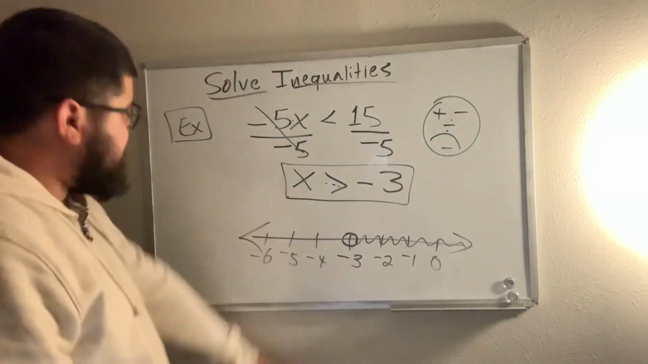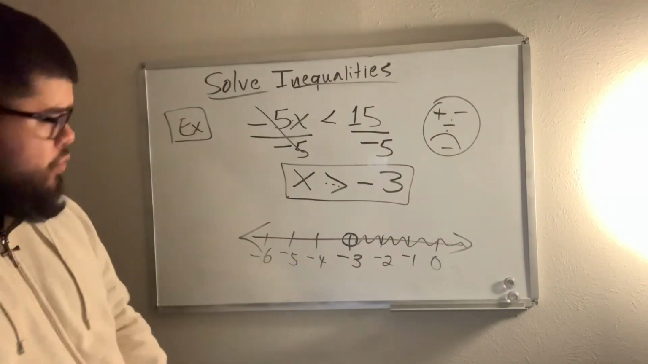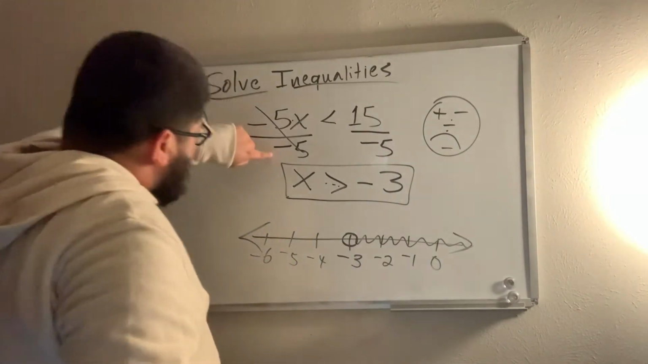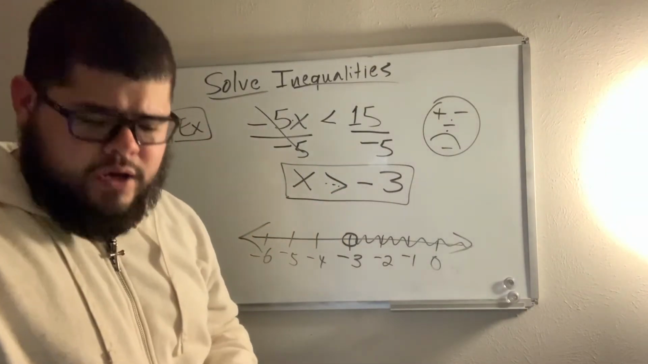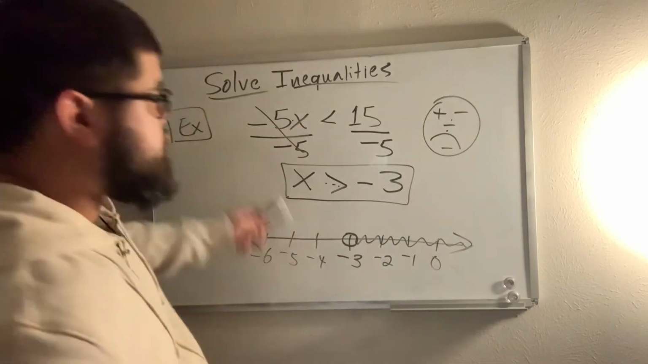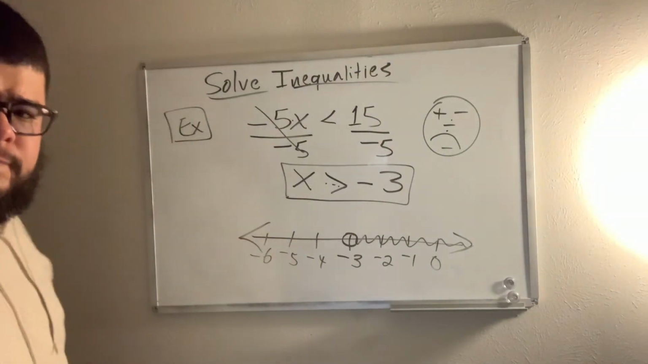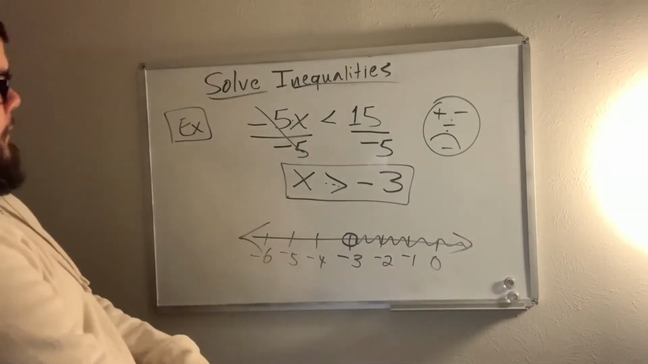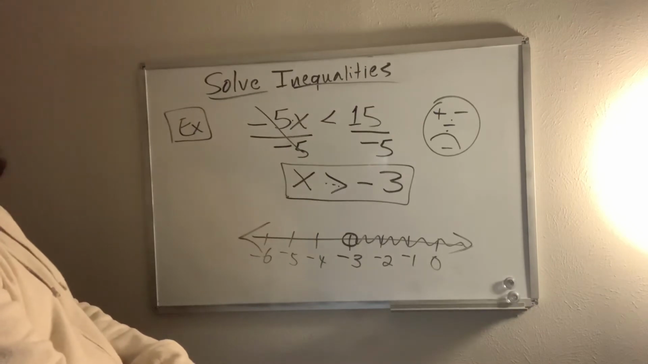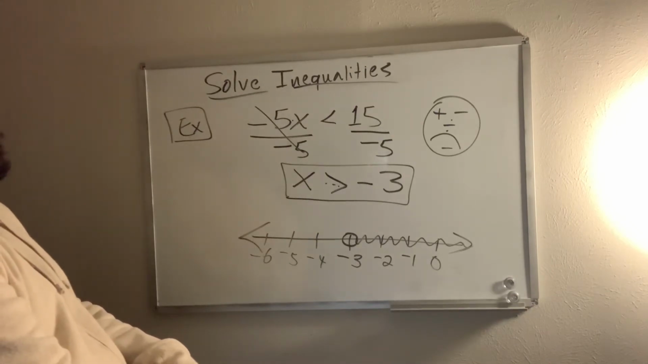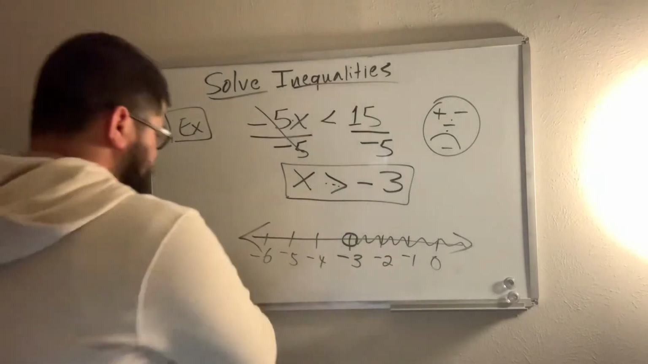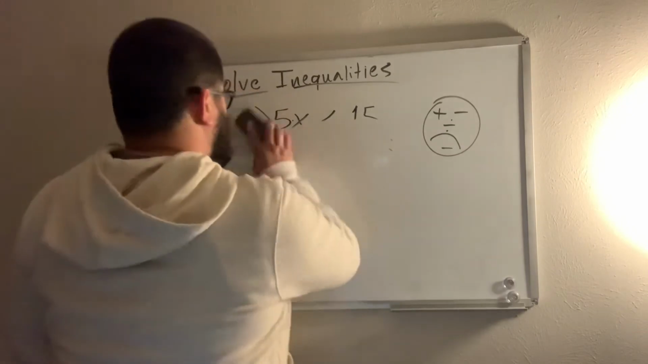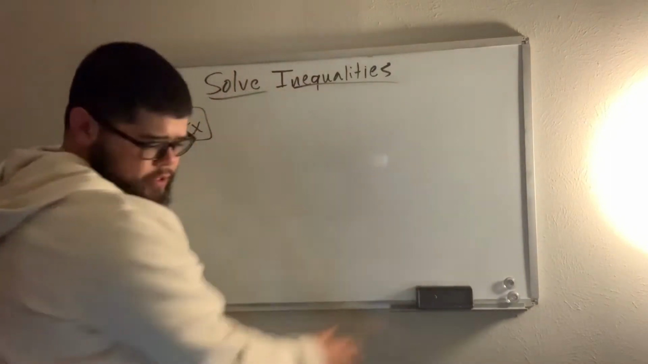Okay? So this is the first example of our exception, which is when you multiply or divide by a negative, you must change the sign. Okay? All right, make sure you have this written down. I'm about to erase it. We're going to move on. All right, here we go. Next example.